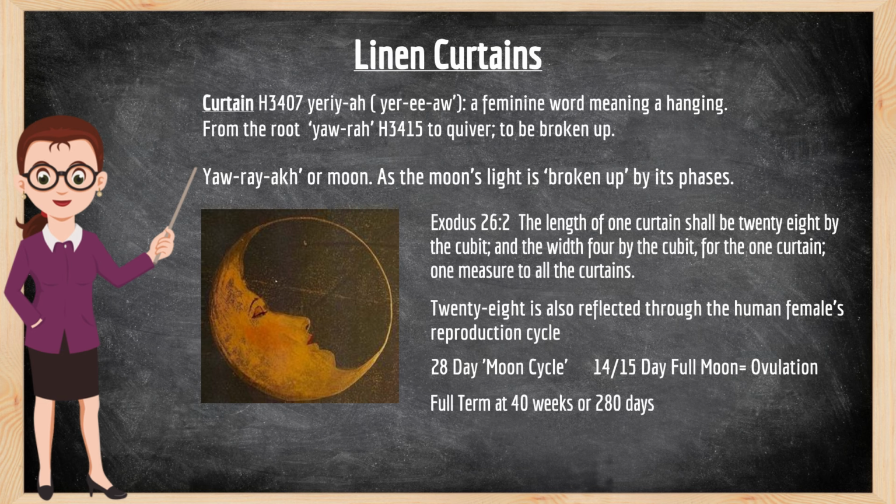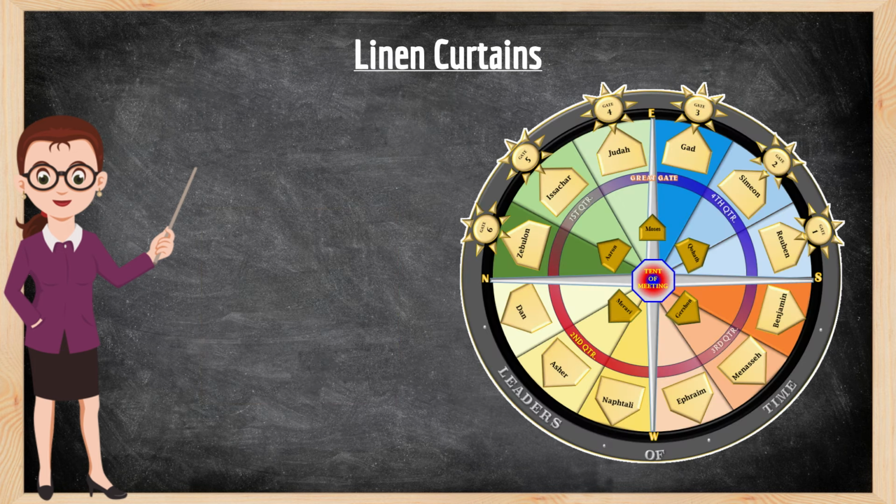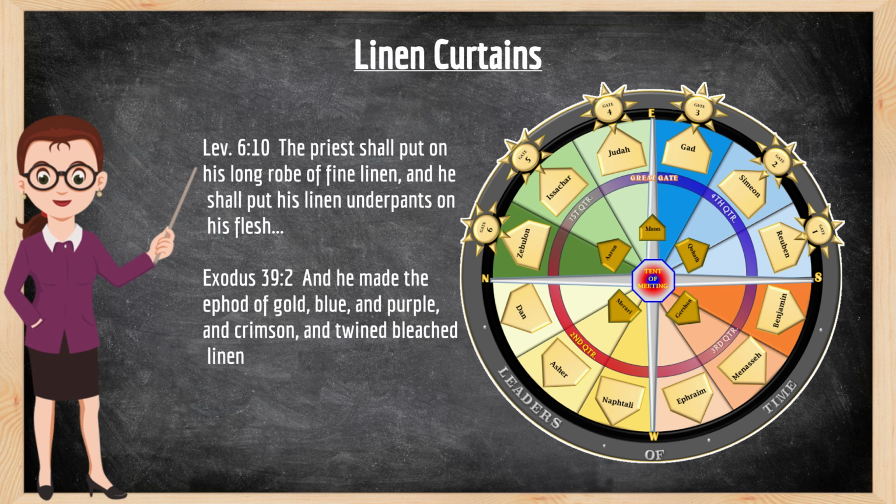A human pregnancy is considered full term at 40 weeks or 280 days. 10 curtains times 28 cubits is 280, a human gestation period. The linen curtains can then be thought of as the womb of the tabernacle that surrounds the Holy of Holies, which is reflected back onto the camp setup where the Levites surround the tabernacle itself. I believe that the material and design is witness to the Levites' allegorical connection.